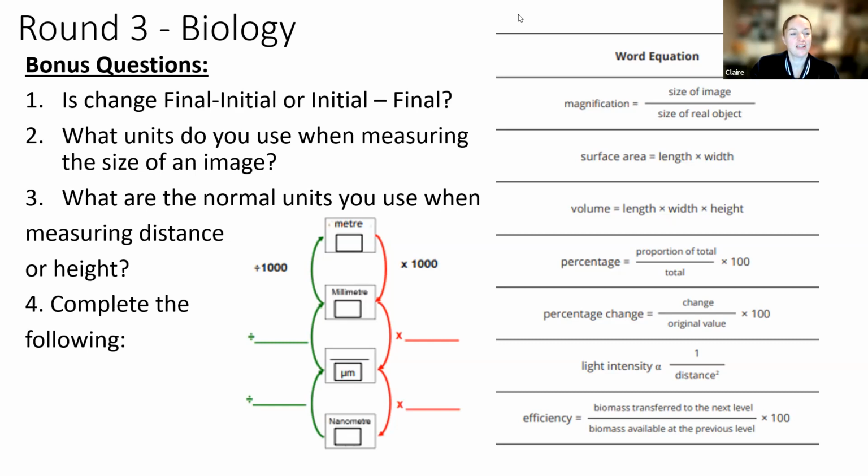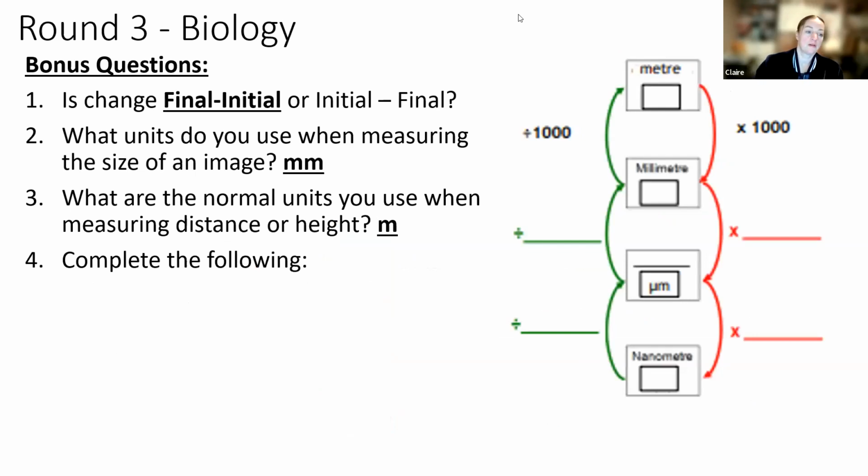So change for the bonus question. So let's put it over here. So number 1, it is always your final minus the initial. Okay, hopefully you got that one. When you are using or measuring images for magnification, you always measure in millimeters. Okay, which goes against the grain because number 3, when you normally measure distance or height or something, it is in meters. Okay, but obviously when you're using microscopes, it's going to be a bit silly, isn't it?